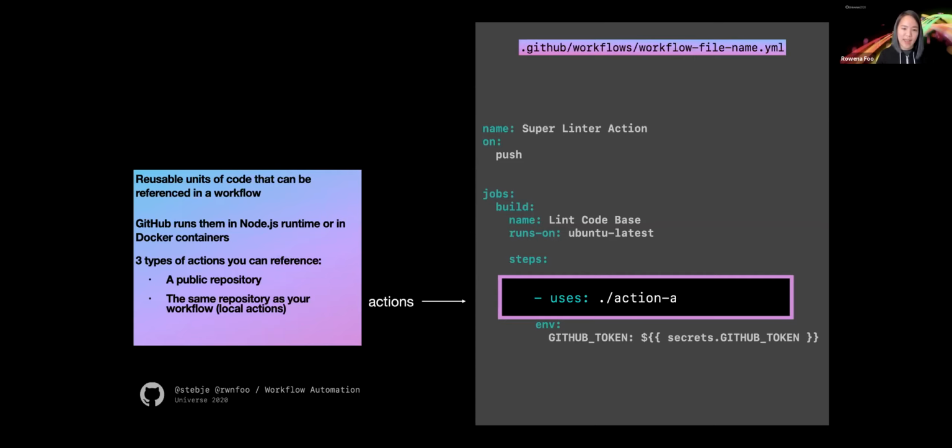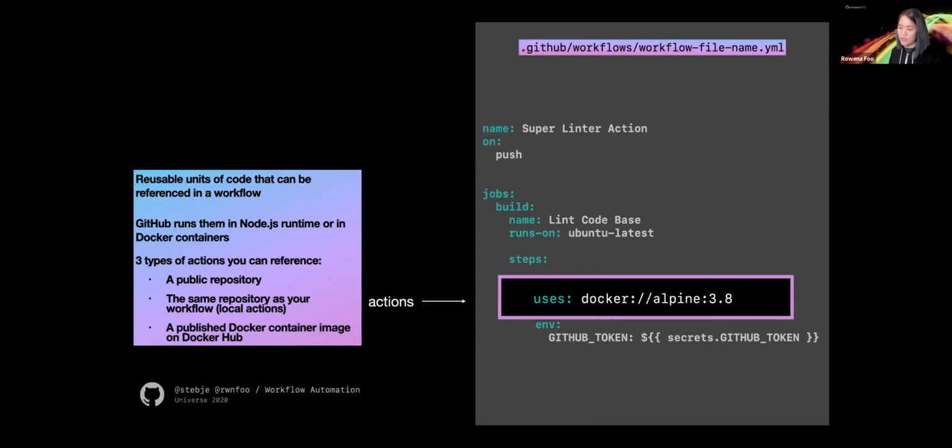So in the syntax that I have highlighted here on the right, this is how you would reference an action coming directly from a repository, coming from the root folder. This is sometimes called a local action as well. And then finally, you can also use a published Docker container image on Docker Hub in your workflow.